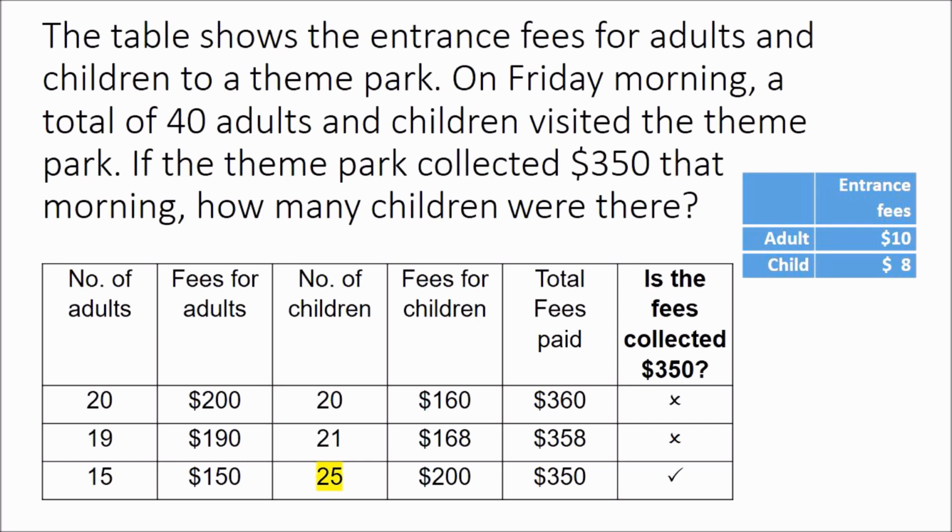This is near $350, but we have to make an adjustment. So it makes sense to adjust the number of adults. That means decrease the number of adults by 1. So from 20 to 19, and then the number of children increases by 1, and then we check, we get $358. Now from $360 to $358, there's some pattern there. We recognize the pattern, and then we adjust accordingly to get the answer that we want, to fit the parameter.